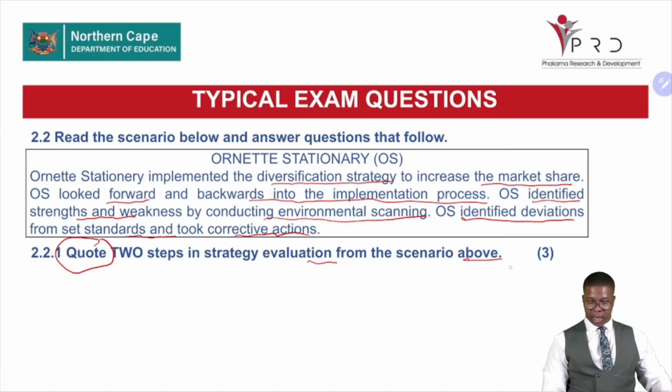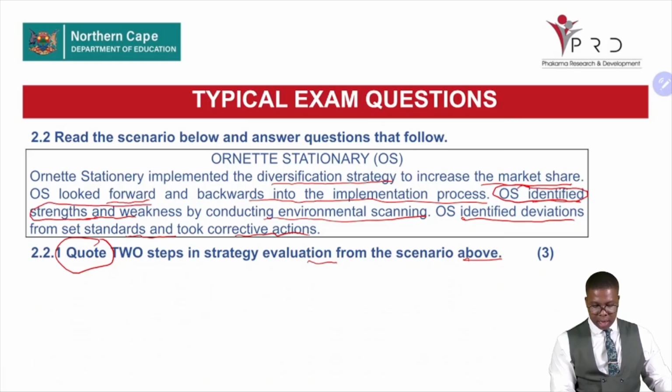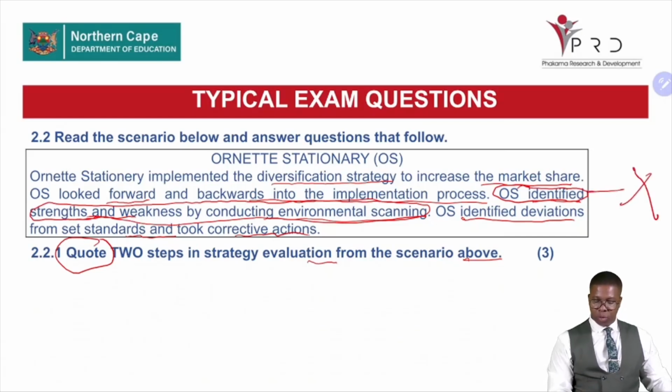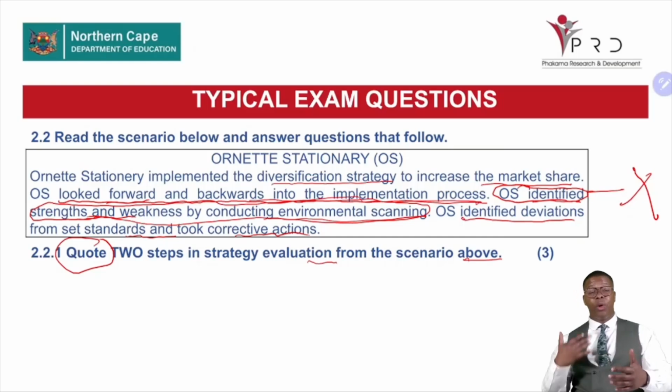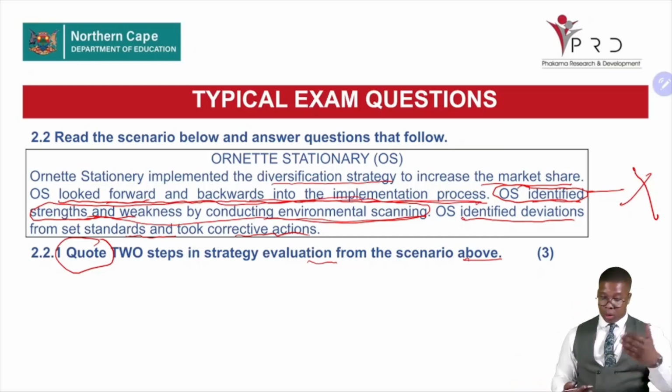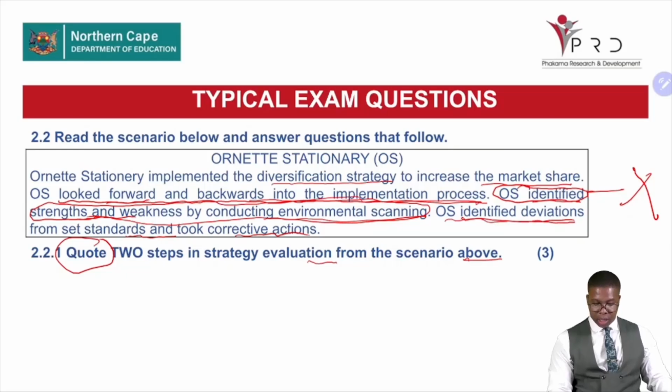So look for the distractor. During evaluation, there's no way the business is going to identify strengths and weaknesses, because evaluation will happen after the business has implemented the strategy. Therefore, the sentence that says OS identified strengths and weaknesses by conducting environmental scanning is a distractor, meaning it is incorrect. But the two correct answers would be OS looking forward and backward into the implementation process, because to evaluate is to check whether the strategy worked very well or not. And then OS identified deviations from the set standards and took corrective action.